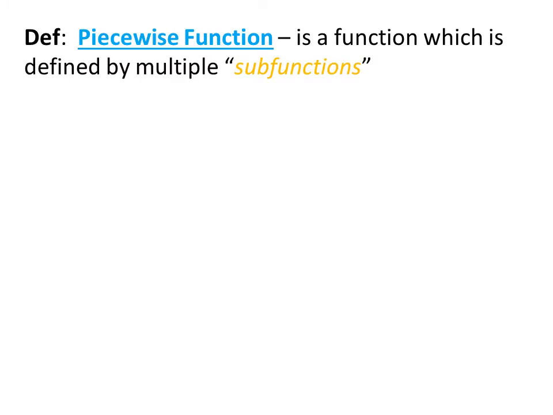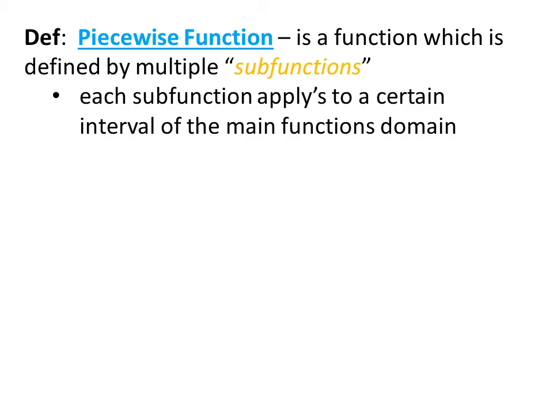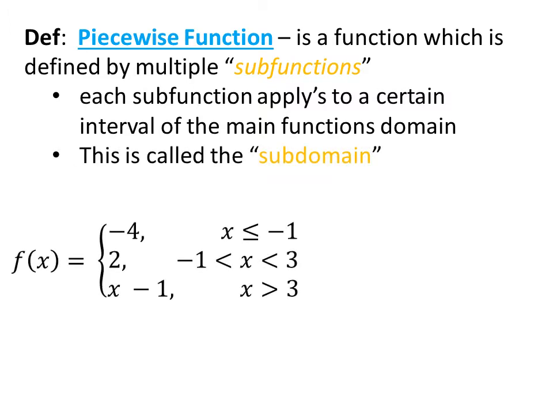The definition of what a piecewise function is. Basically, a piecewise function is a function which is defined by multiple what's called subfunctions. These subfunctions pertain to a particular domain. These are called subdomains. So this is an example of what a piecewise function looks like.